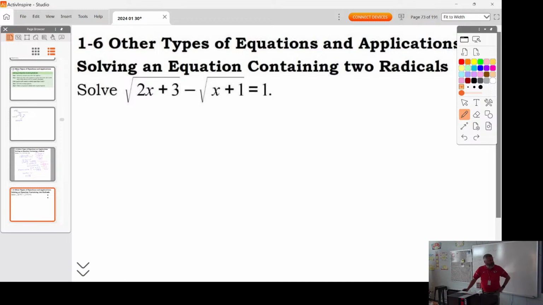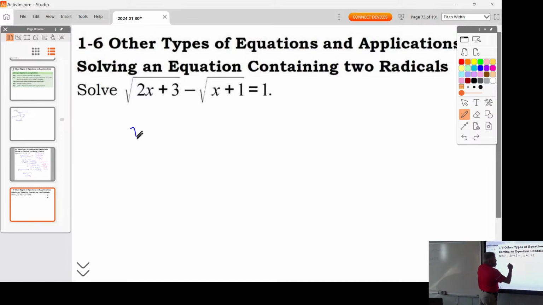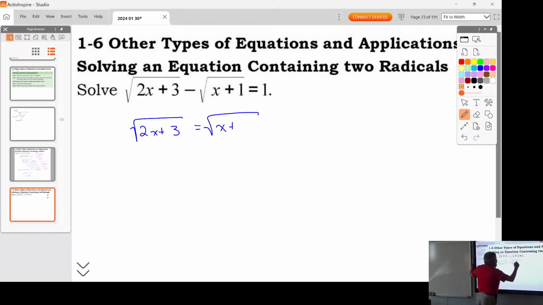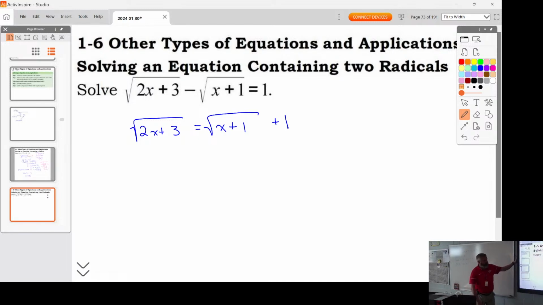What would be a logical step to get one of the radicals by itself? Add the radical of x plus 1. Okay. I have square root 2x plus 3 equals the square root of x plus 1 plus 1. Is this one completely by itself? Yeah. So it doesn't matter which one it is, you just have to get one of them by itself. This is going to be ugly.